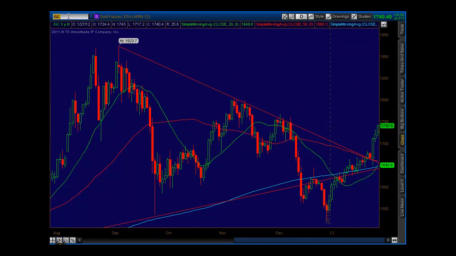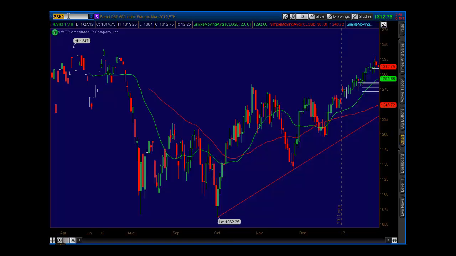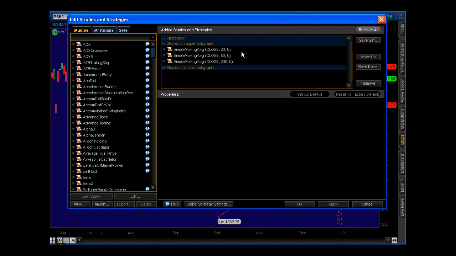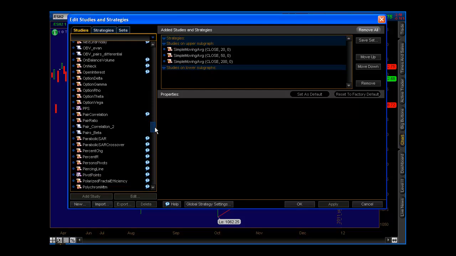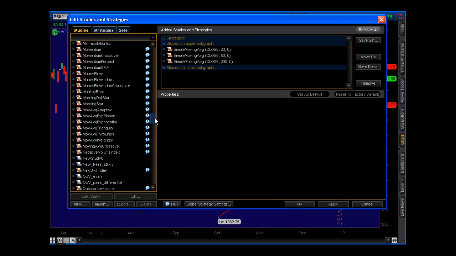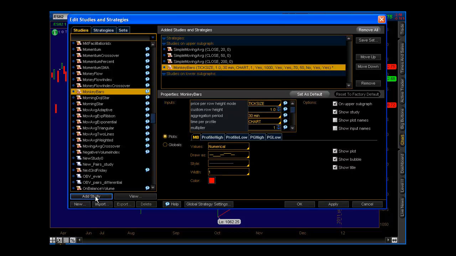Okay, let's take a quick look at the S&P here. I'm going to keep it on the ES, and I just want to show you something using volume profile. I'm going to use the monkey bar study, which is right here in Thinkorswim, to show you the profile. If you don't have market profile software, you can always use this. Just go to monkey bars and add study, and I'm just going to leave it on a 30 minute chart. If I leave the time per profile on the chart, it's going to show me exactly what's on the chart, so I'm going to leave it like that.